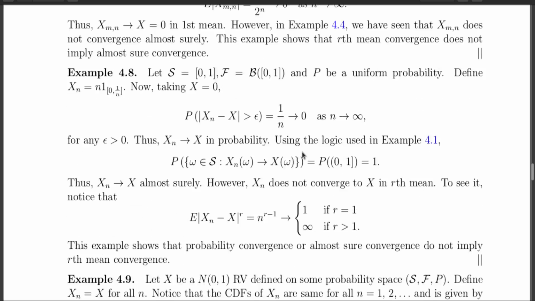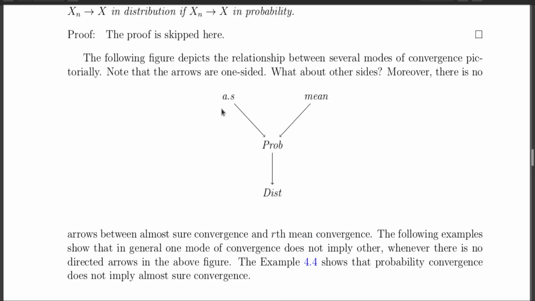So we have seen different relationships between different modes of convergence, and it is based on this diagram. Whenever we have a directed arrow, relationships flow in that direction.